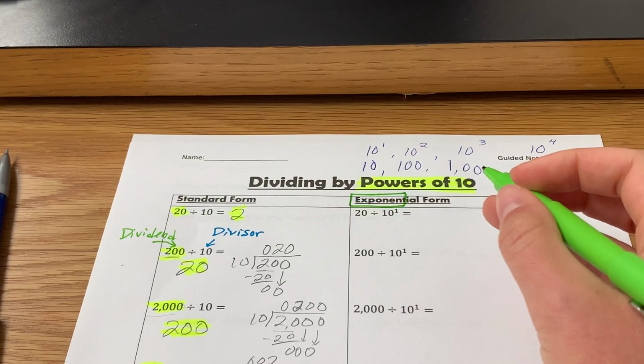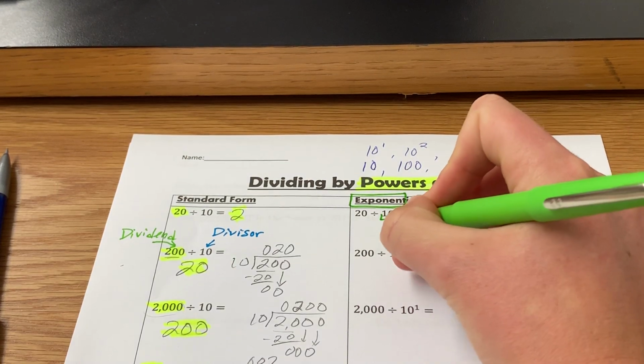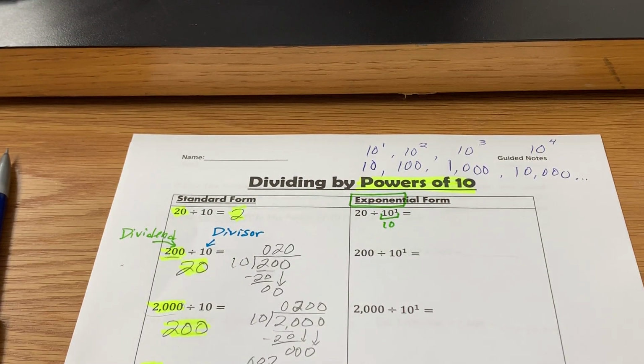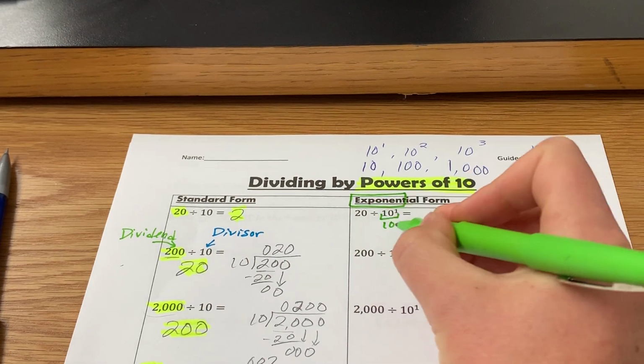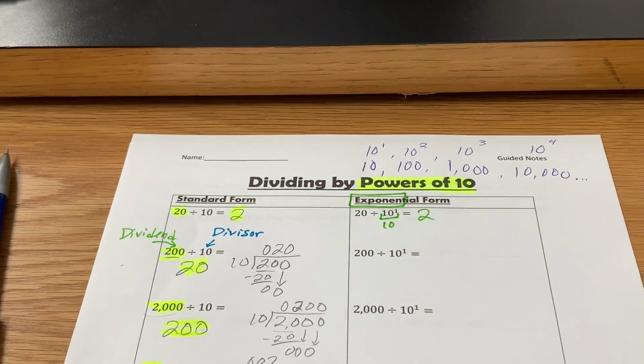So I know that 10 to the first power is just 10. That's just a single 10. So 20 divided by 10 is 2.